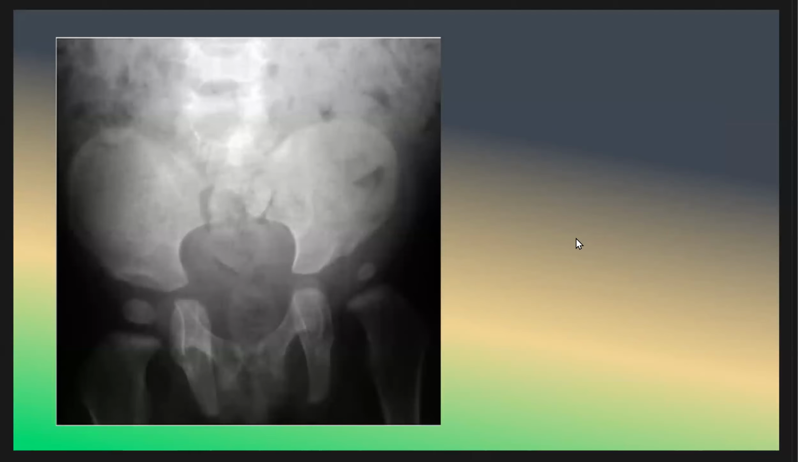This patient has, what do you think? This is a child with left-sided CDH, as we see here. The left hip is displaced laterally with dysplastic changes of the left acetabulum, and we have an absent sacrum here, and also the patient has spina bifida occulta.